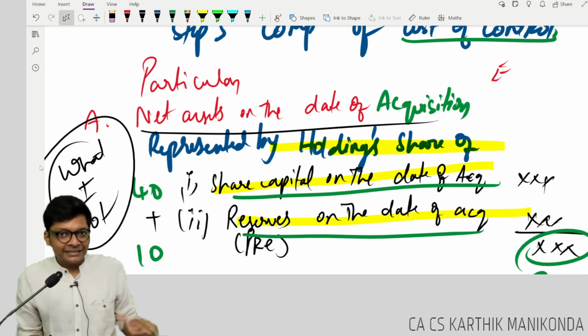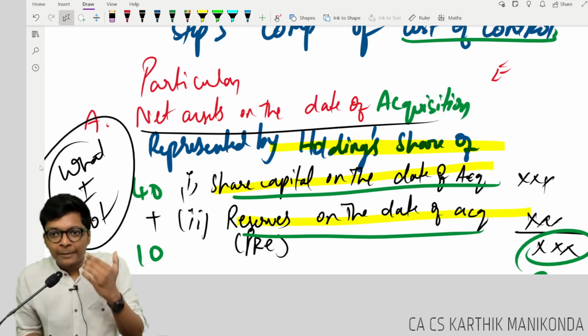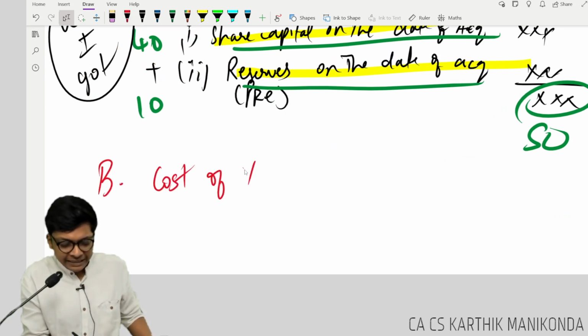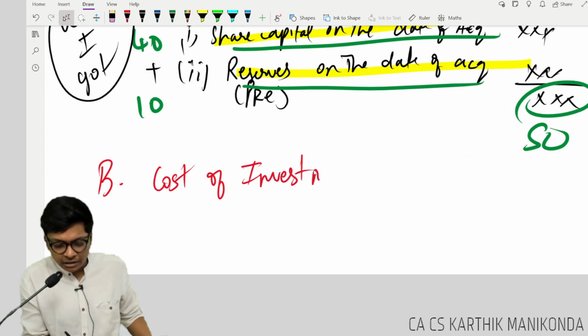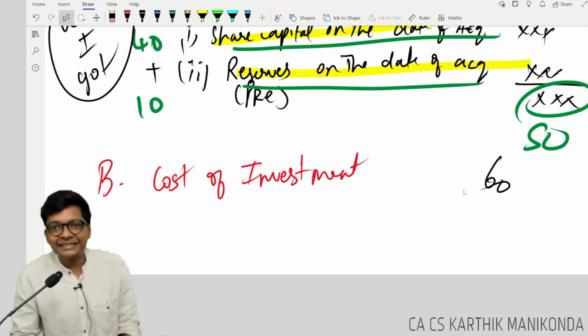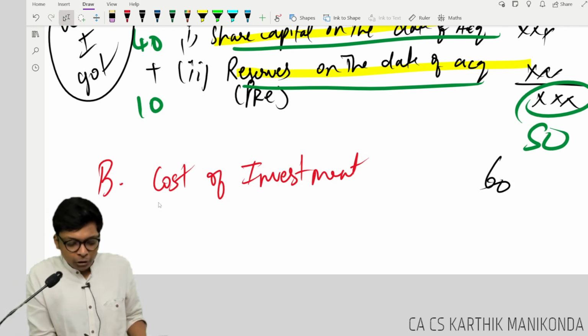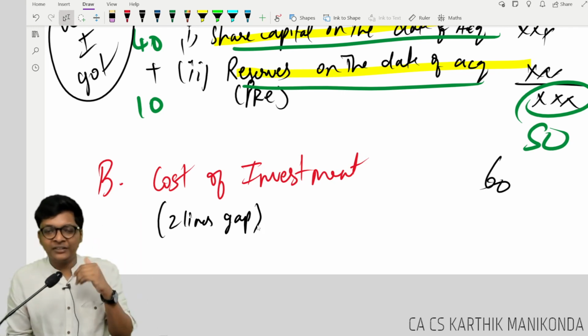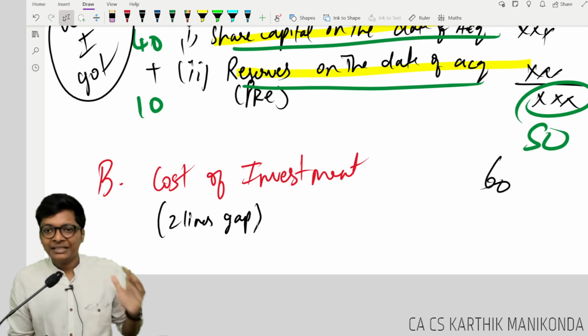Are you following, guys? Next will be what you paid. So below you write down B, cost of investment. Correct? What I paid is how much, guys? 60. Below this cost of investment, please leave 2 lines gap. Exactly 2 lines. I will fill that later. I don't want to confuse you. Just fill it later. Cost of investment 60.